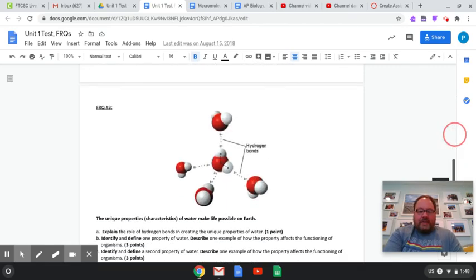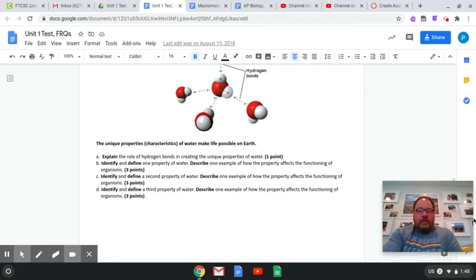And then in our last FRQ, hey, we're dealing with water. The unique properties or characteristics of water make life possible on Earth. A, explain the role of hydrogen bonds in creating the unique properties of water. There's a little visual context there in the illustration. So why do hydrogen bonds influence the behavior of water?